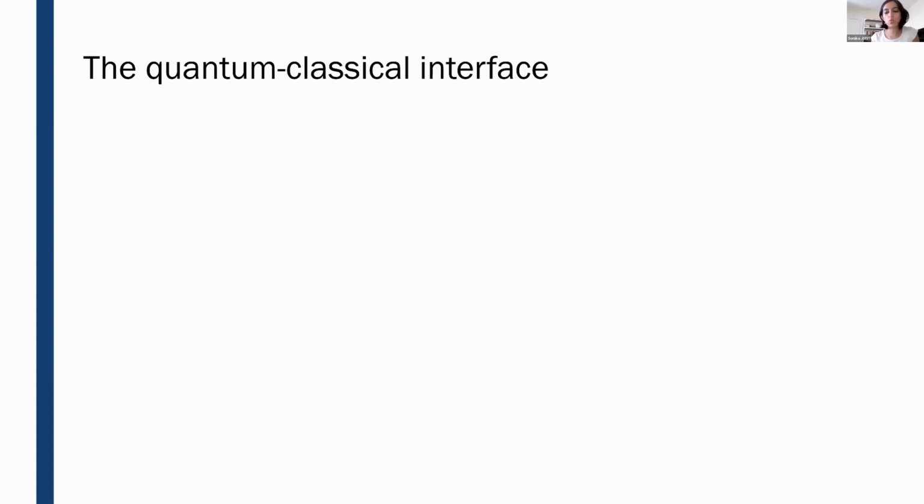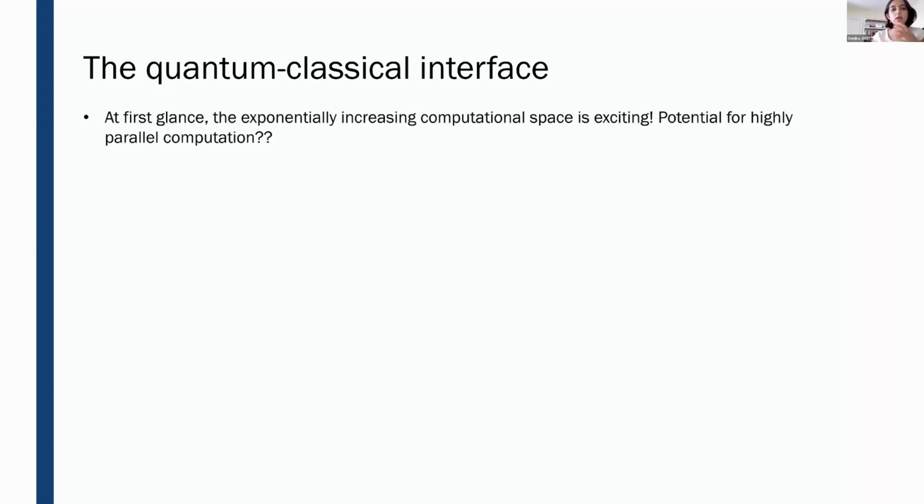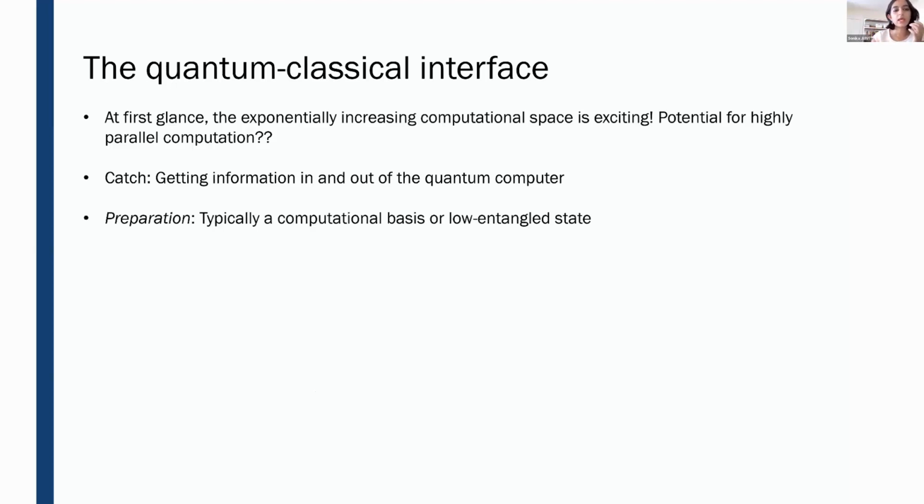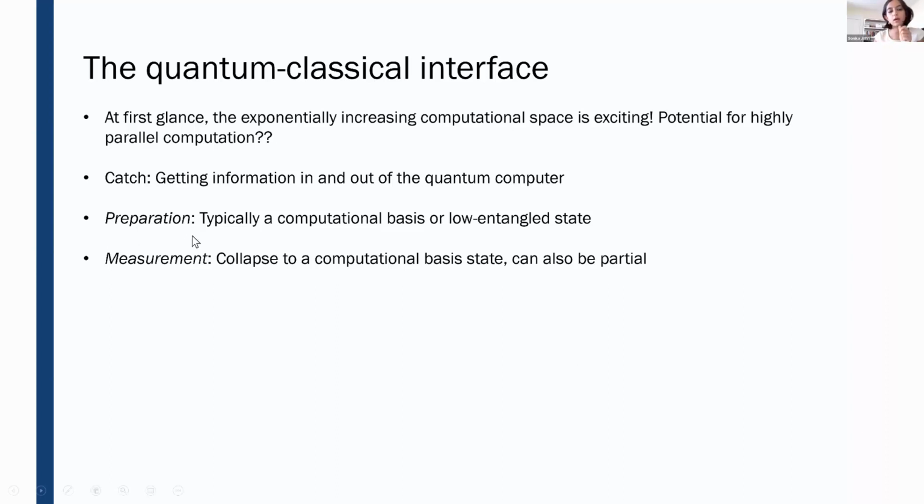And so what I was talking about was the quantum state space, but obviously we live in the classical world. So in order to access that quantum information, we have to think about the quantum classical interface. What you realize is that the catch in accessing that information comes when you try to put information into the quantum computer and try to take it out of the quantum computer. So putting information into the quantum computer requires you to do state preparation, which is to prepare a quantum state.